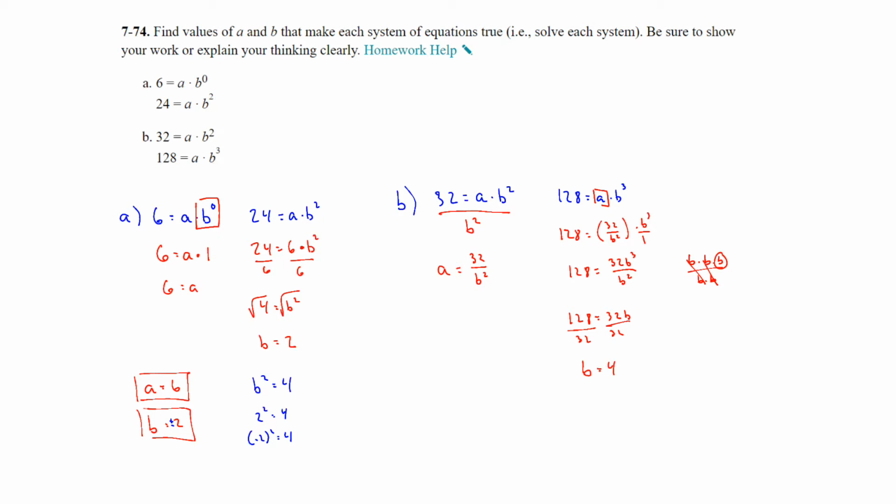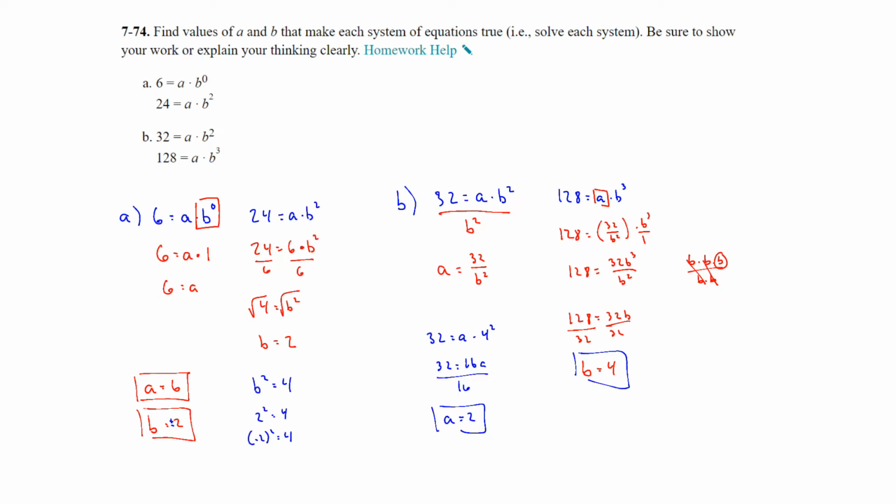And so now that we know what b is, we can take b and plug it back into one of the original equations. I'll go with the first one here. And we have 32 is equal to a times 4 squared, or 32 is equal to 16a. Divide by 16, and we get an a value of 2. So we have a equals 2, and b equals 4.